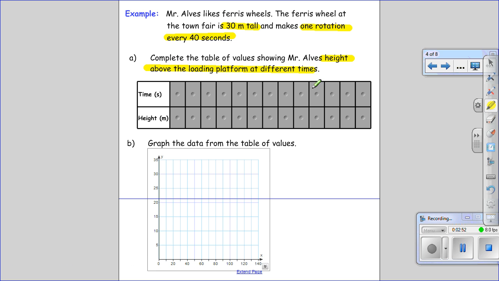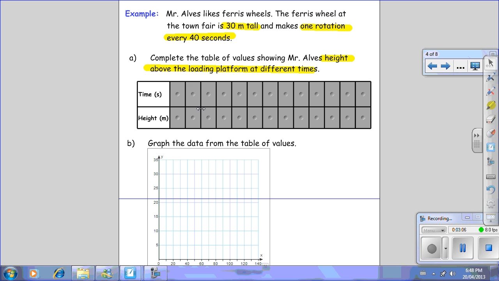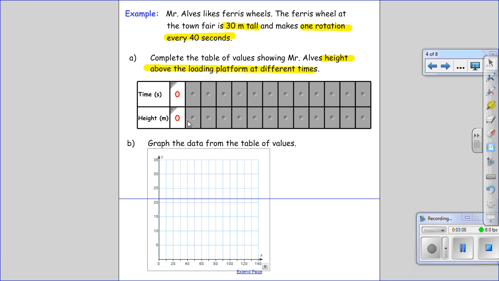So we're not going to think about how far it is compared to the ground. We're going to consider the loading platform where the bottom of the Ferris wheel is at exactly the same height as the platform. Now, if I think about this, at time 0 then, the height above the platform would be 0. And if it goes all the way around in 40 seconds, when it gets back to 40, it's going to be back to 0. And 40 seconds later, it's 80, and it's back to 0. And 40 seconds later, it's 120, and it's again back to 0.